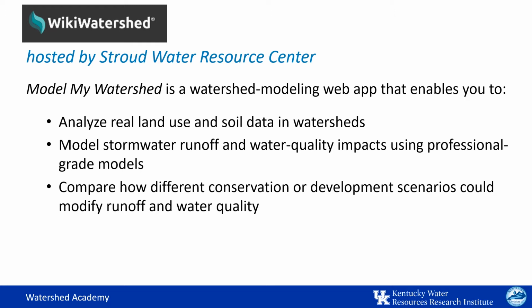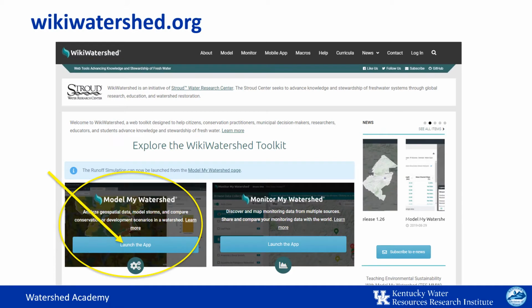The Model My Watershed or WikiWatershed tool is a watershed modeling app that enables you to look at land use, model stormwater runoff, and compare how different conservation and development scenarios could modify that runoff and water quality. In order to access this tool, please go to wikiwatershed.org and you'll look down on the screen at the Model My Watershed tool. Click the Launch the App button to begin.